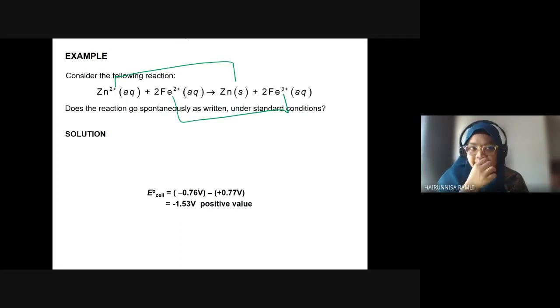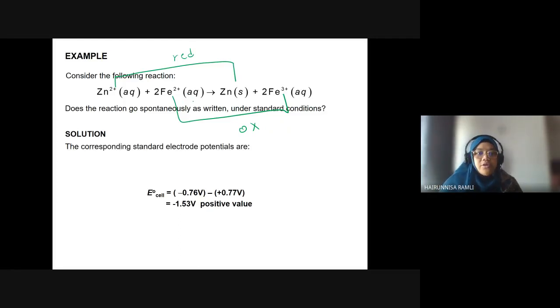So kalau kita tengok zinc 2 plus kepada zinc, yang ini reduction kan, decrease in oxidation number. Fe2 plus kepada Fe3 plus, this is oxidation. Okay, based on equation lepas tu dia tanya, does the reaction go spontaneously as written under standard condition? So you boleh kira, okay, supposedly dia akan bagilah nanti value kan. Okay, kita tahu zinc adalah negative 0.76. Fe3 plus ni positive 0.77.